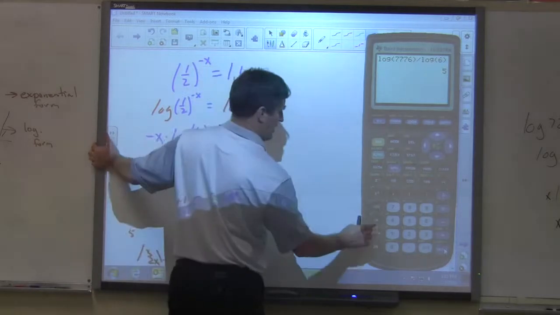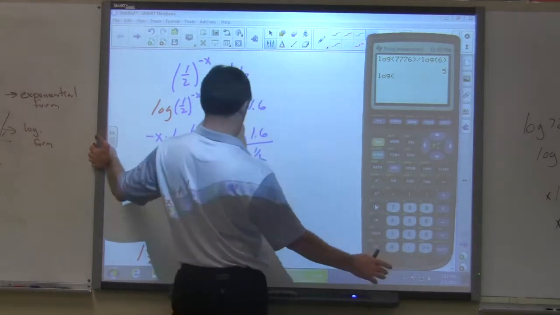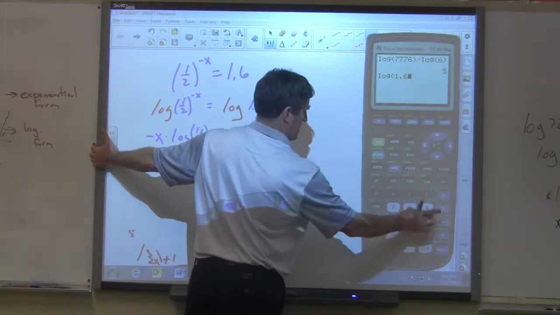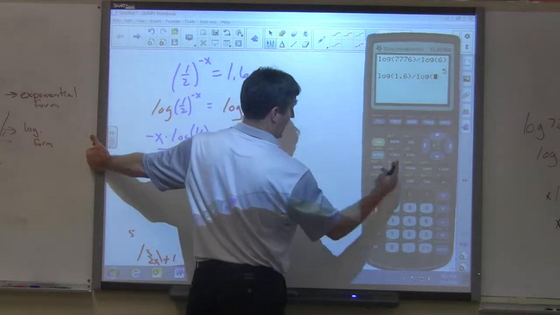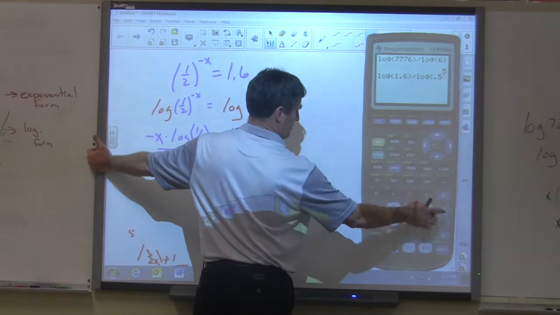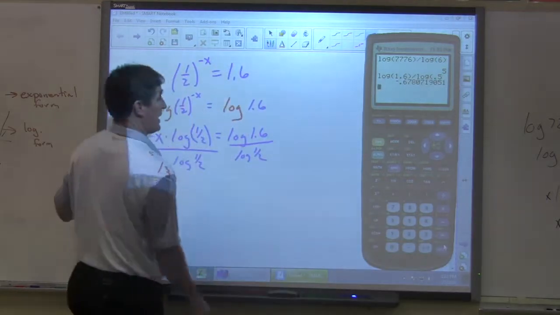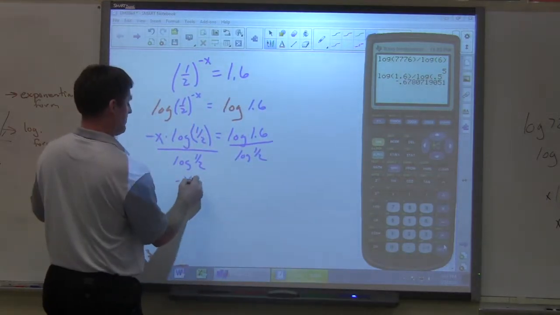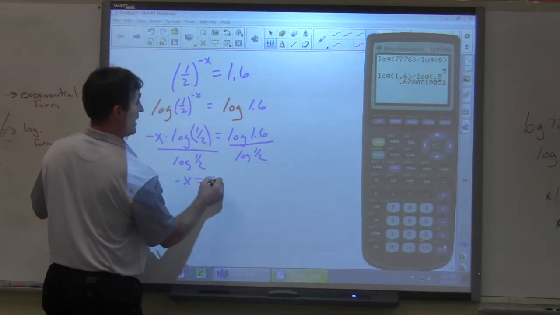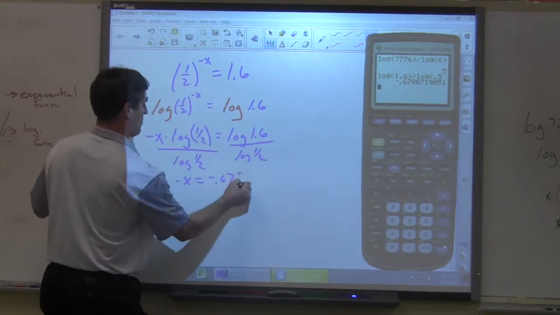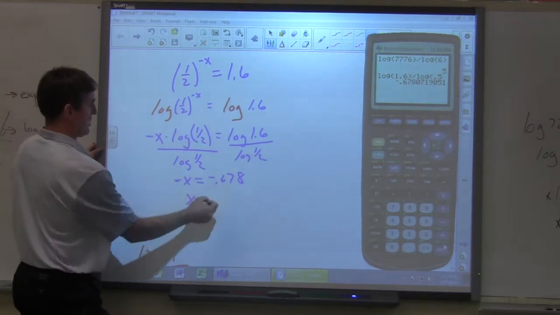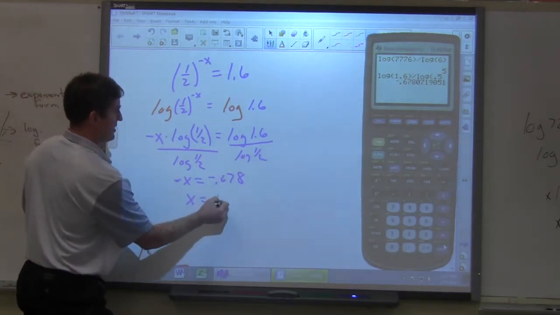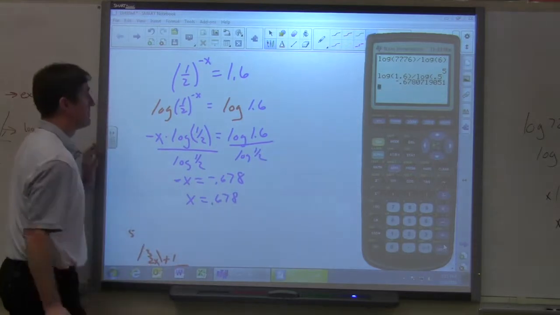So now we go to the calculator. Log 1.6 divided by log. Now you can go 1/2 or you can just go 0.5. And we get negative. And again, we're rounding to 3 places, so 0.678. And then because this is negative, we want to solve for x, so it just changes the sign on both sides. So 0.678.